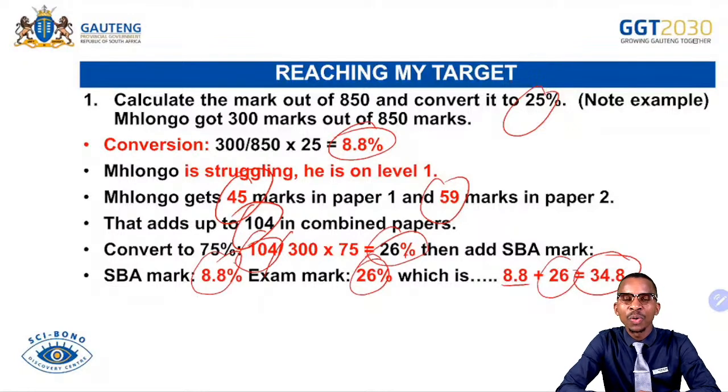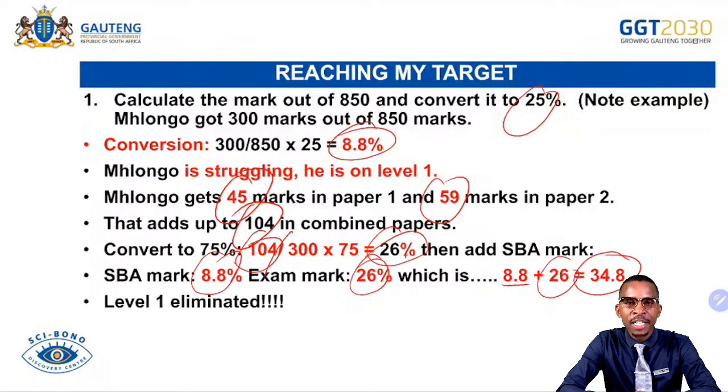Mhlomo escaped level 1. That simply means it is easy for you to escape level 1. I don't know what becomes a challenge, because really, now you know your year mark. You need to work according to that so that you can achieve the mark that you desire to escape level 1, and also to achieve the target that you have set for yourself.